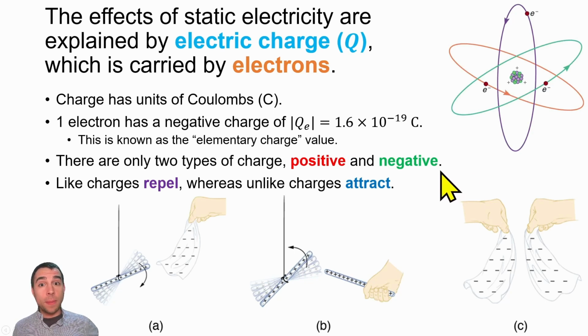Charge can only ever be positive or negative, and for two objects that have the same charge, positive and positive or negative and negative, those objects will repel each other. They'll push away from each other. But for objects that have opposite charges, positive and negative, those objects would be attracted to each other. So here, this piece of silk is negatively charged and the glass rod is positively charged, and that's why the glass rod is attracted to the piece of silk and the silk is attracted to the glass rod. You can see examples of repulsion here in B and C.